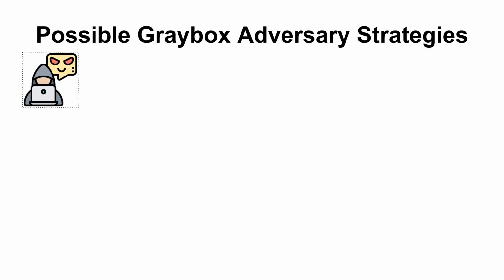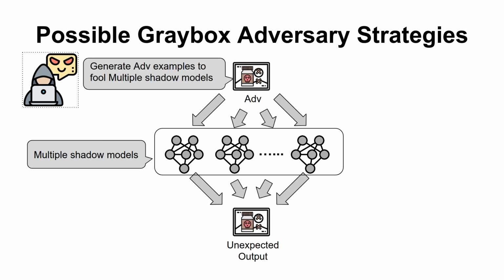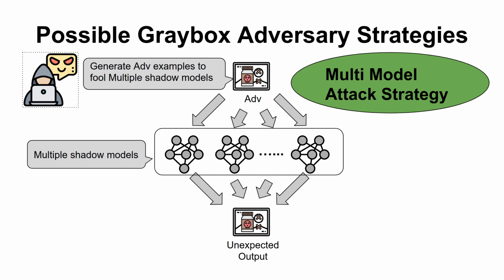The adversary can use its knowledge to generate multiple shadow models, then use the attack algorithm to generate an adversary example which can fool multiple shadow models. We call such an attack strategy a multi-model attack strategy.